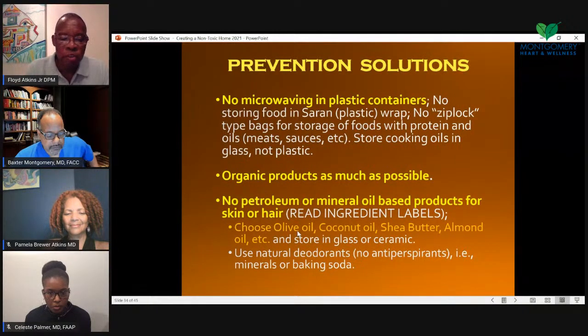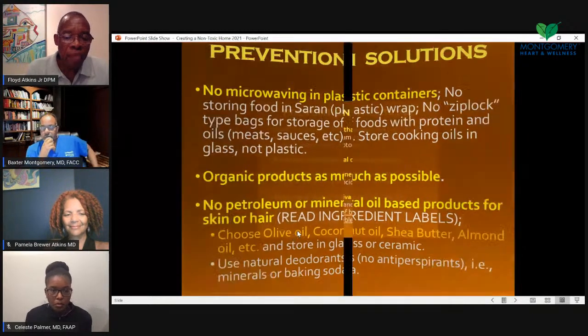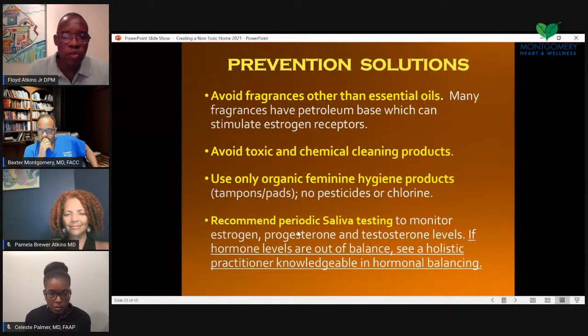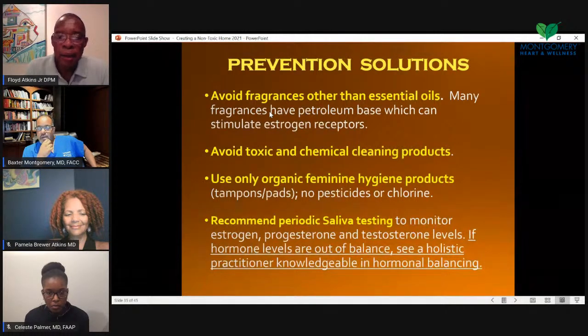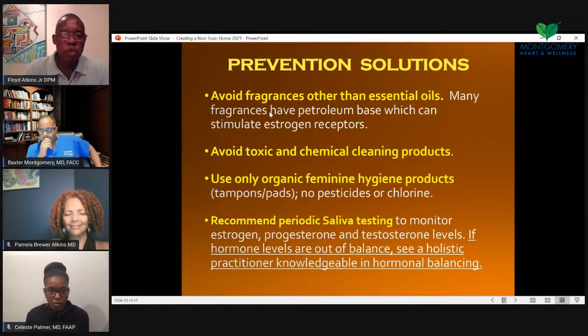Use the natural deodorants. There are a lot of natural deodorants. I want the audience to go out and do some research, because this is your life, and you're not just getting a list. I have some things here, but I want you to do some research. Avoid fragrances. Again, like Dr. Pamela mentioned, rather than using fragrance, use essential oils. You have citrus oil, you have different essential oils that are great fragrances that are as effective, and you can smell so clean and fresh and wonderful. Avoid toxic cleaning products.